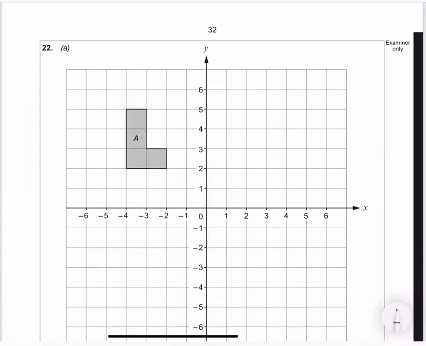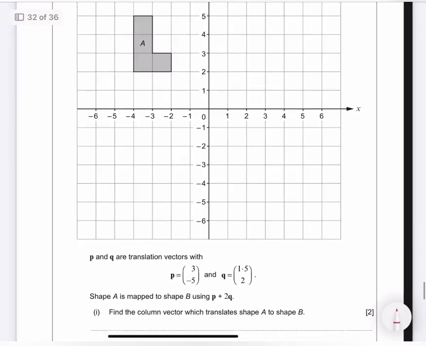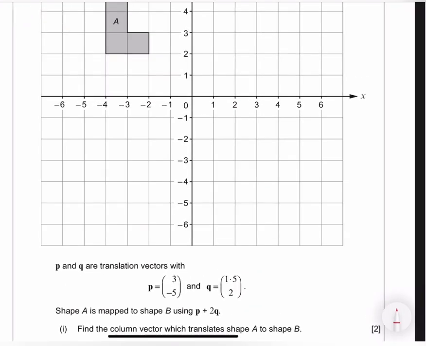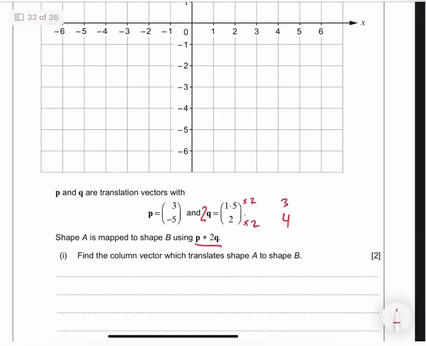Okay, question 22. We have shape L on the grid, and it looks like a translation question because we've got some vectors there. Vectors are written like one number under the other. The top number shows how it moves on the x-axis and the bottom number how it moves on the y-axis. So P and Q are translation vectors. P moves 3 squares right and 5 squares down, and Q moves 1.5 squares right and 2 squares up. But we need to multiply Q by 2 because we have to show the translation P plus 2Q.